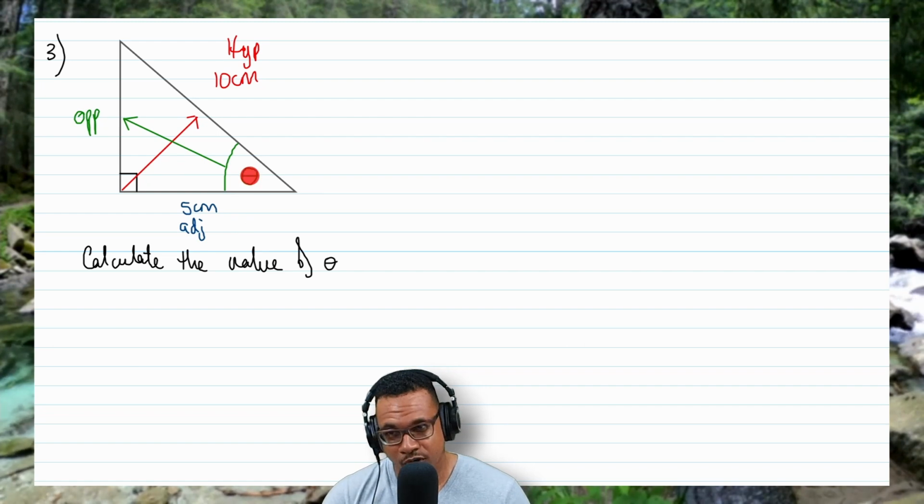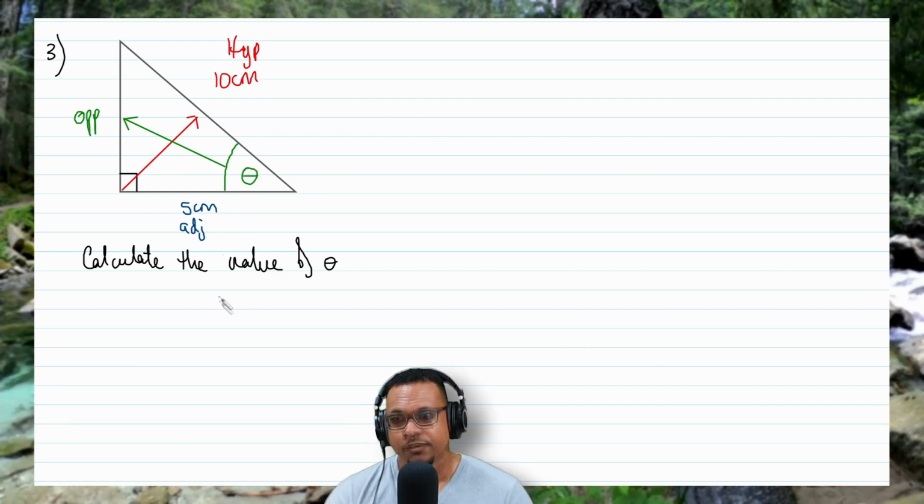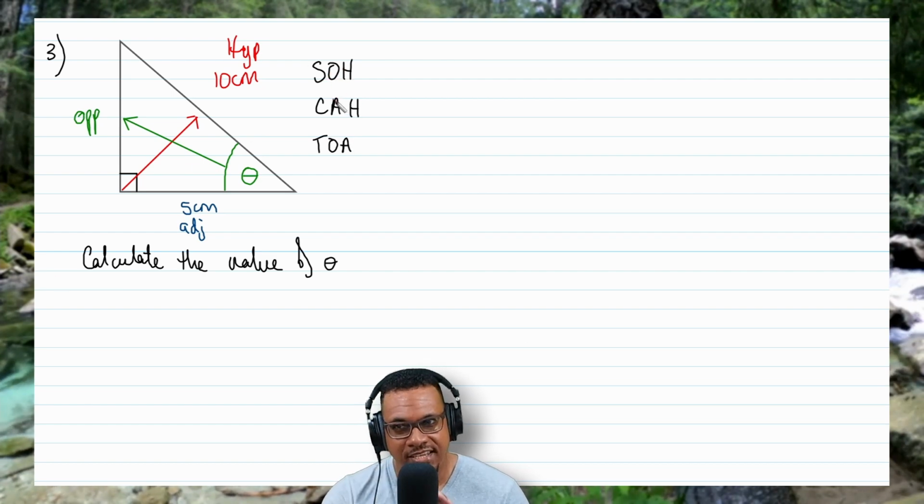So if theta is our unknown, when using our trig ratio, we need to know the other two sides. So you're going to ask yourself, which trig ratio has both hypotenuse and adjacent? So you're going to say SOH CAH TOA, and see which one of these has both A and H. A for adjacent, H for hypotenuse, and that will be CAH.